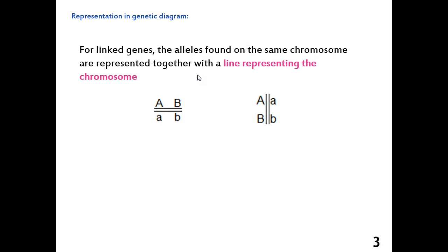So how do we represent linked genes in a genetic diagram? When we understand that the genes are linked, we will represent them using a line drawn across to represent the chromosome. The diagram to the left is represented in a horizontal configuration, while the diagram to the right is in a vertical configuration. Both are equally accepted.